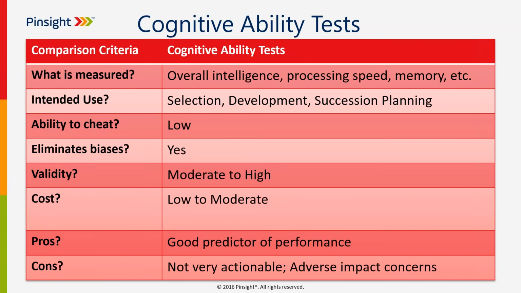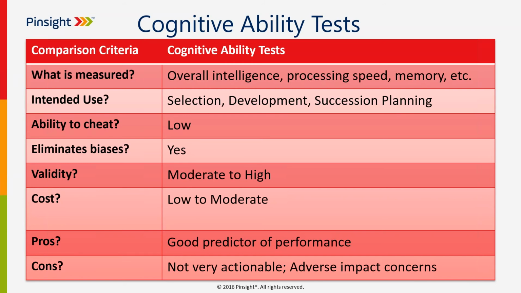But the cons, one is it's not very actionable. So similar to personality, cognitive ability is considered relatively stable. So it's not necessarily helpful feedback to let someone know that they're low on cognitive ability. There's not a lot that person can do about it. And it's not like personality where you can modify your personality to fit in different situations. It's kind of one of those things you have or you don't. So it tends not to be very actionable.